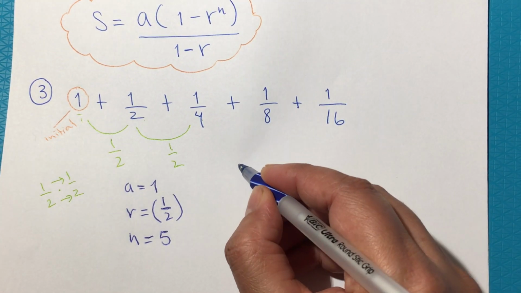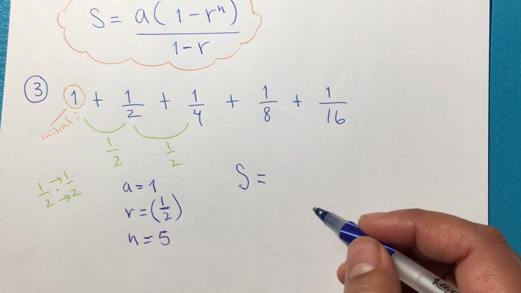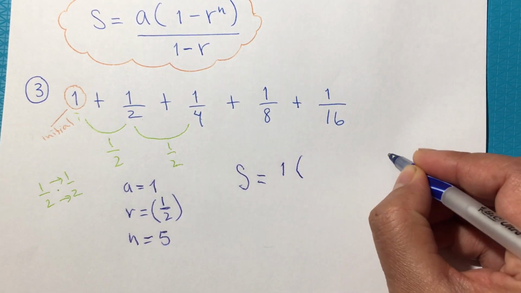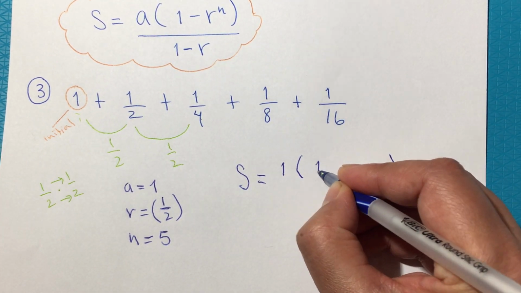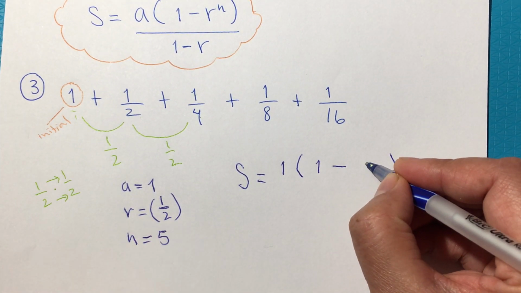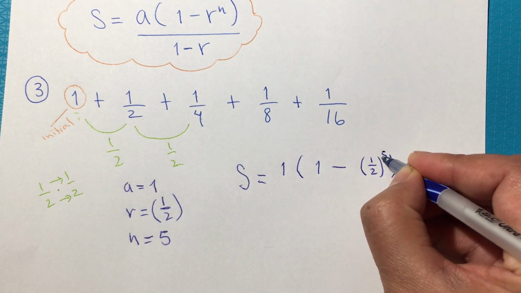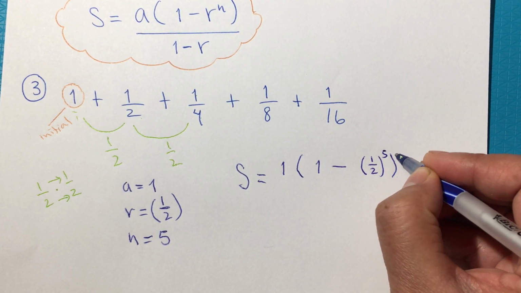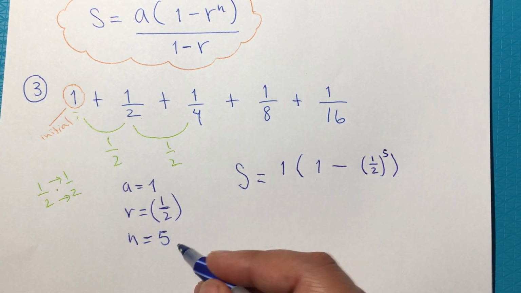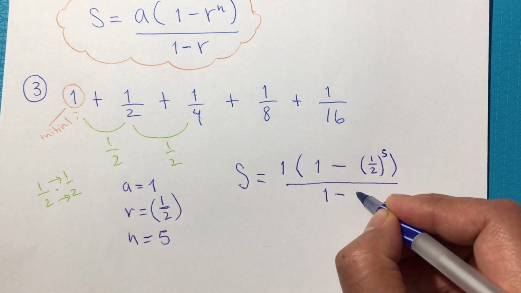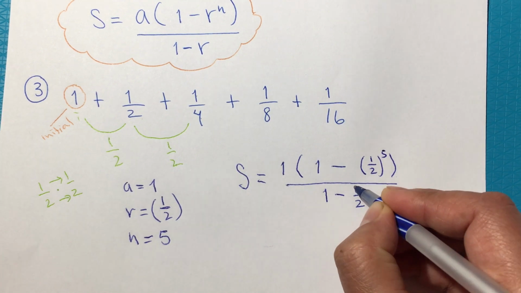And so now we're ready to use our formula. The sum is equal to the initial point, which is 1, times 1 minus the ratio, which is 1/2, and I'm going to put it between parentheses because we're raising the whole fraction to a power. And the power comes from the n in here. And down here is going to be 1 minus 1/2.